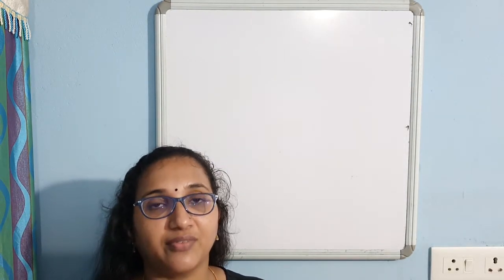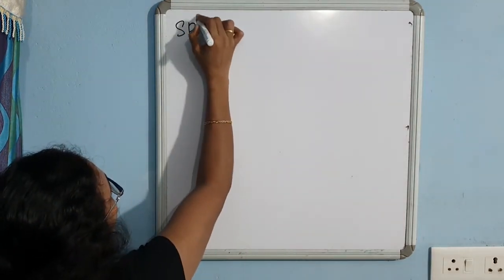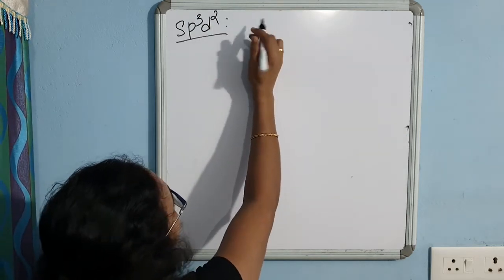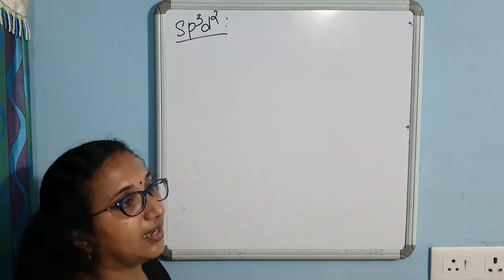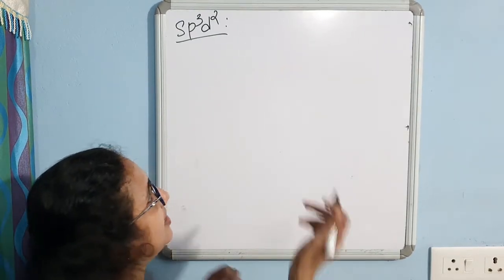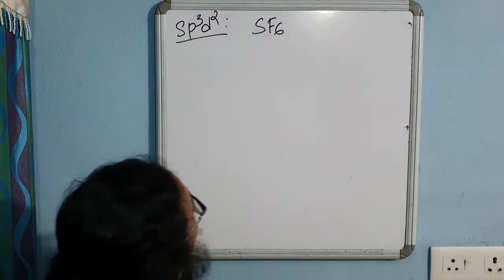Next, in the same way we can discuss sp3d2 hybridization. For sp3d2 hybridization, we know there are 6 hybrid orbitals. So an ideal example we can take where the central element is having 6 valence electrons, that is a 16th group element. So let's take the SF6 molecule.